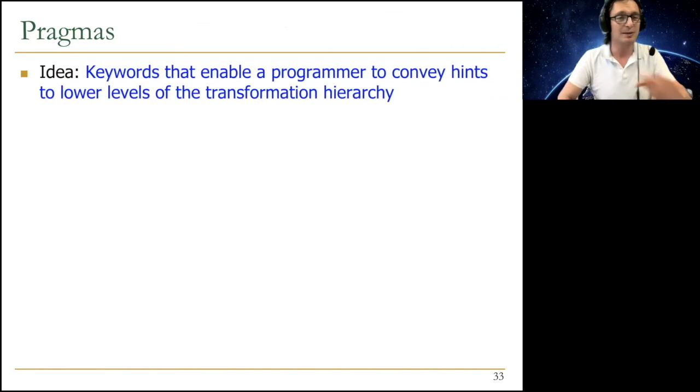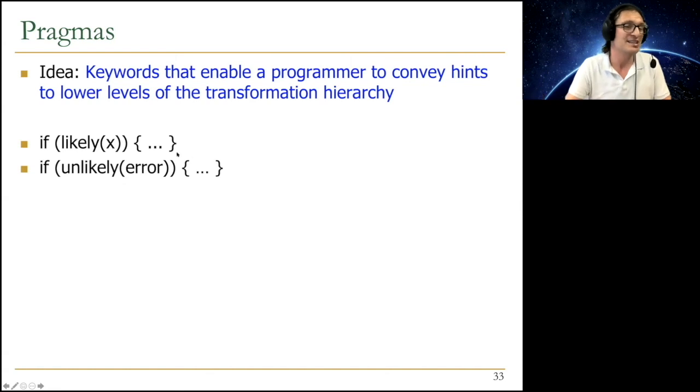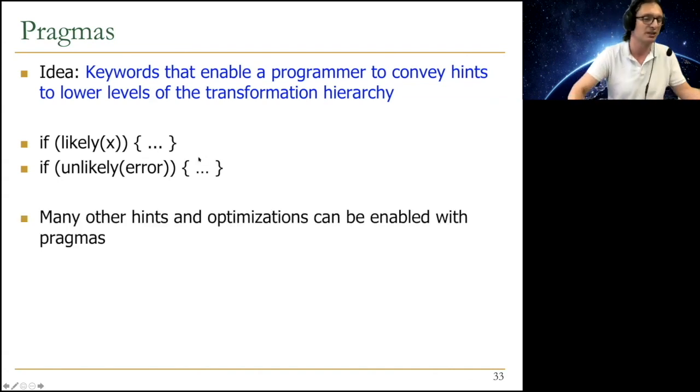Okay, let me talk about pragmas, because this relies on pragmas. Basically, these are keywords that enable a programmer to convey hints to lower levels of the transformation hierarchy. And these are some example pragmas that people use in C to convey the direction of a branch. If likely X means you're likely going to take this branch and execute this code over here. If unlikely error means it's going to be unlikely to take the branch and execute the code that's protected by this if. That's the idea. This is very simple, hopefully.